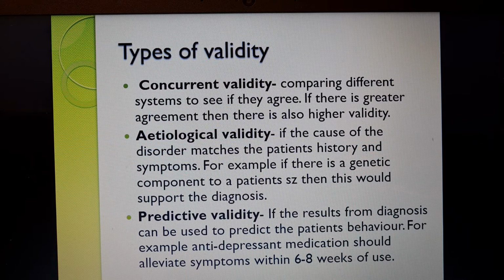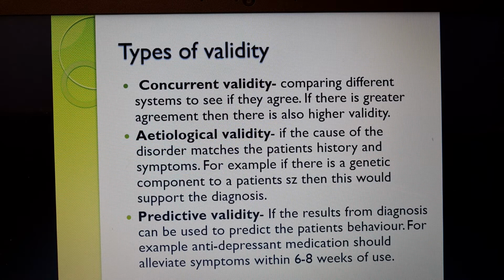You've also got something called etiological validity. Etiology is all to do with the causes of the disorder. So if the cause of the disorder matches the patient's history and symptoms, for example, if there's a genetic component to a patient's schizophrenia, then we could argue that this is more valid, because it's more likely that they are suffering from schizophrenia if there is a genetic history of inheritance of schizophrenia.